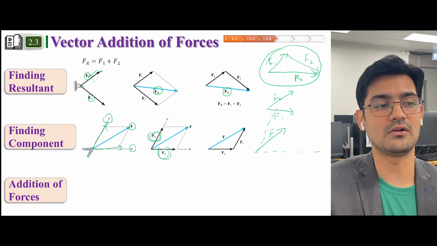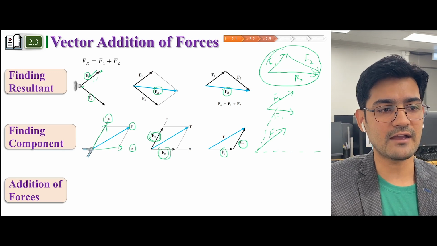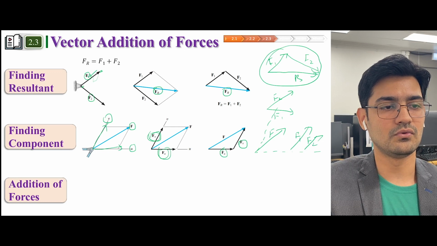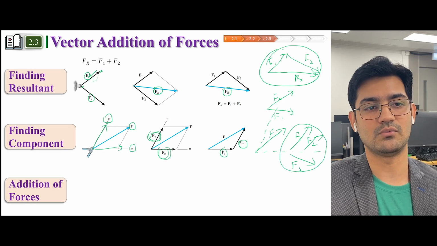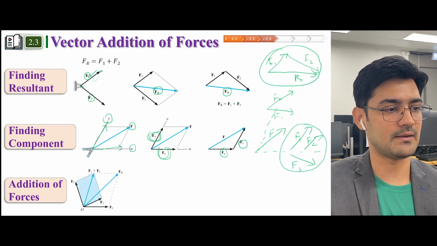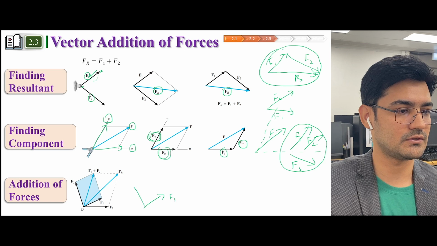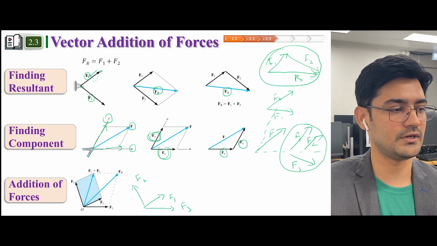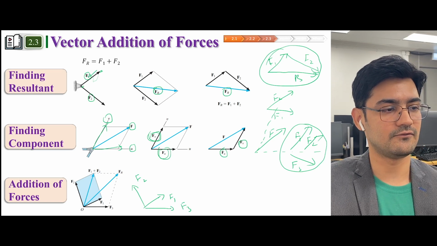We can use the triangular law and we can find the resultant of these forces. Now, if we have multiple forces, we have F1, F2, and F3, and if we want to figure out the resultant of all these forces, what will we do? For example, in this case, we have a force F1, a force F2, and a force F3. Now all we have to do is to add these forces.